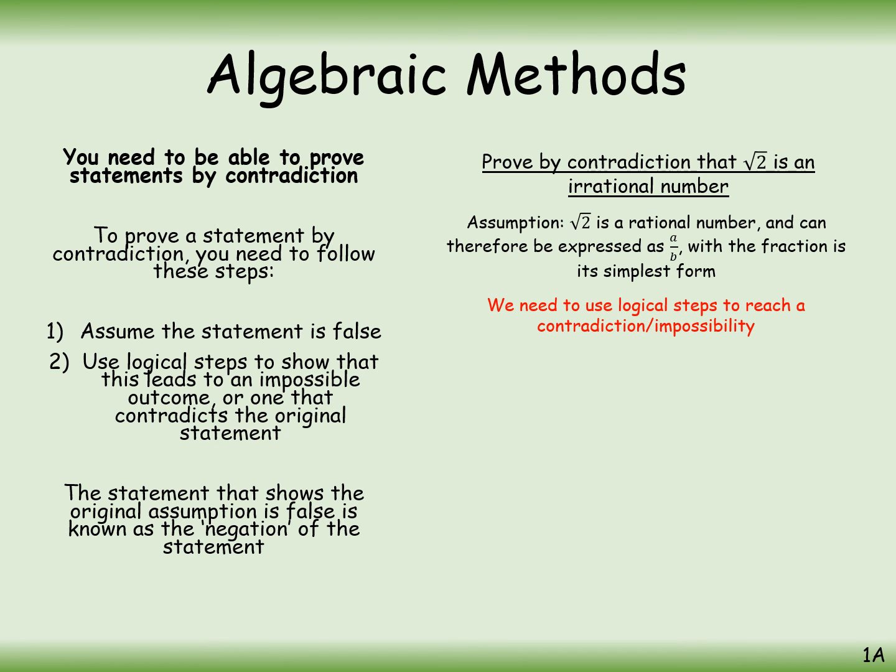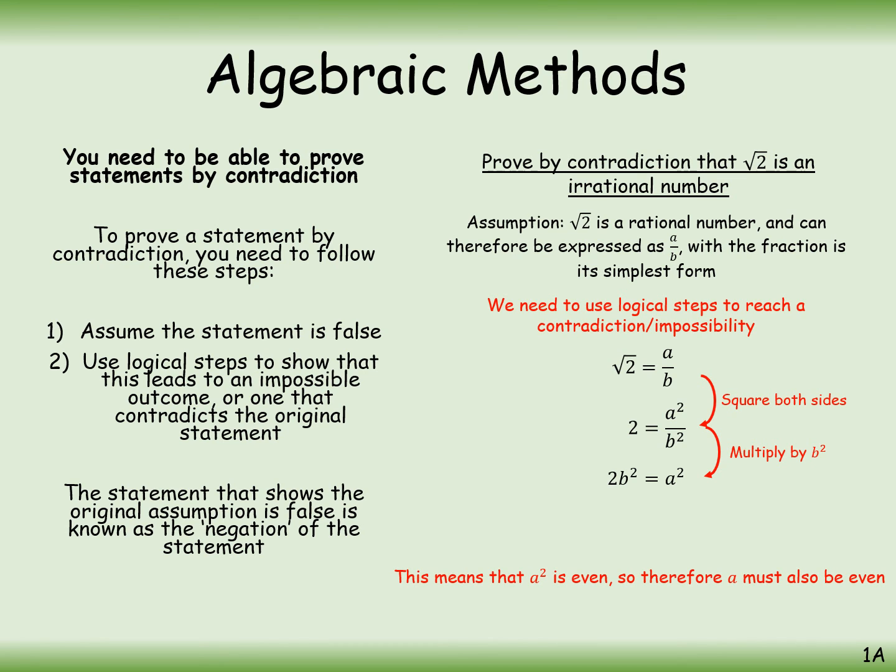We need to use logical steps to reach a contradiction. So square root of 2, let's say, equals a over b. If we square both sides, then 2 is equal to a squared over b squared. We multiply by b squared, 2b squared is equal to a squared. This means that a squared is even. So therefore a must also be even. This means that a can be written as 2n, where n is a different integer.